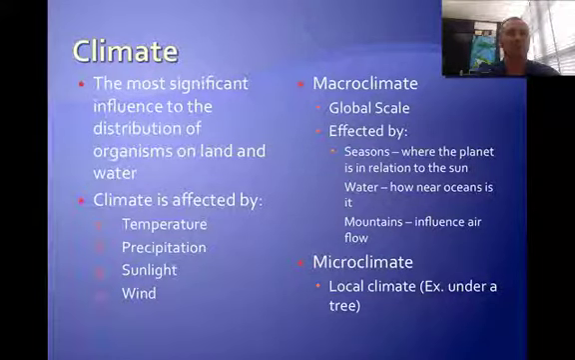Now, one thing that impacts our ecology or ecosystems is climate. Climate's the most significant influence on where organisms are distributed on land and in water. Climate can be affected by temperature, the amount of rainfall, sunlight, or even wind. And we can actually break climates down into two different types, macroclimates and microclimates. Macroclimates are on a global scale. You know, affected by the seasons, the amount of water, if they're near an ocean or not, or near a mountain range or whatever.